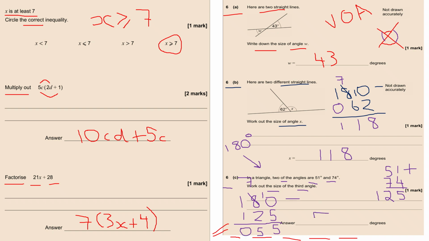So the answer is 55 degrees, because angles in a triangle add to 180 degrees, and angles on a straight line also add to 180 degrees. And finally, just to repeat, vertically opposite angles are equal, they are the same.